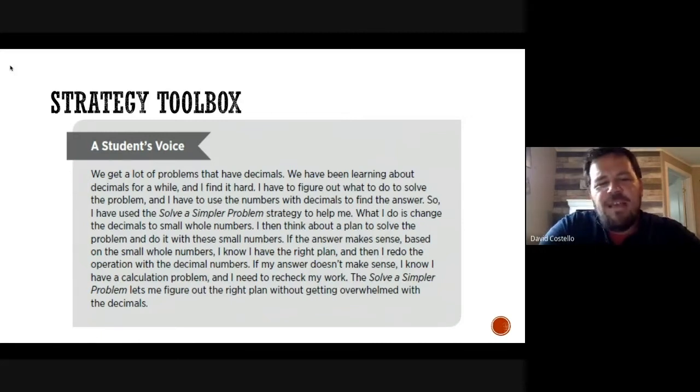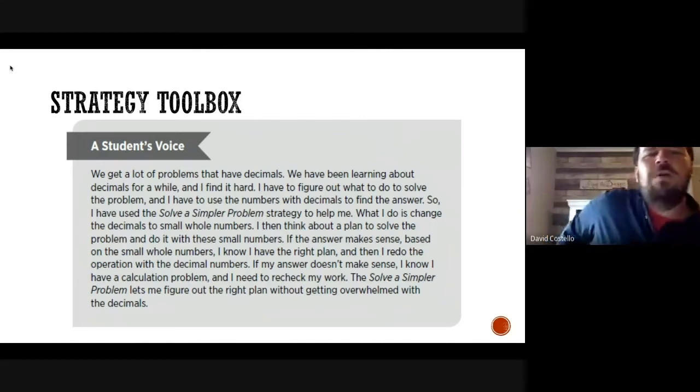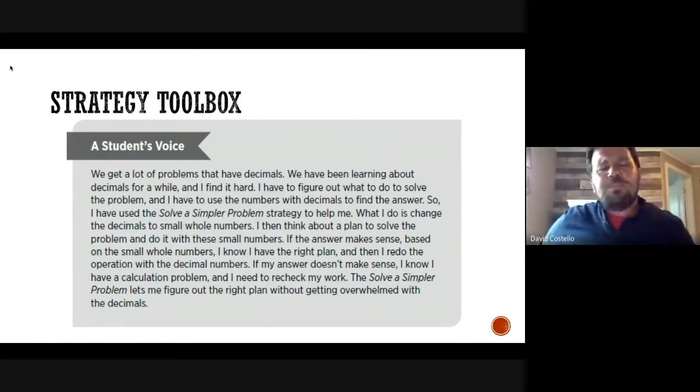If the answer makes sense based on the small whole numbers, I know that I've chosen the right plan, and I redo the operation with the decimals. If the answer doesn't make sense, I know I have a calculation problem and I need to recheck my work. The solve a simpler problem strategy lets me figure out the right plan without getting overwhelmed with the decimals. So, wow, that is awesome.